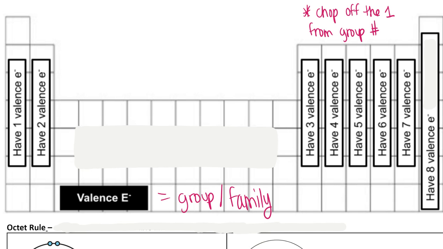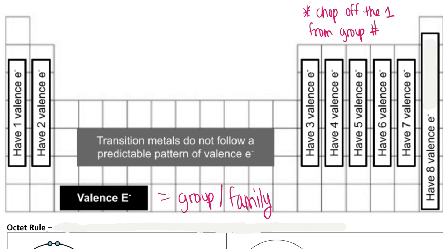We skipped the middle because they're also kind of weirdos. Remember, we call that section the transition metals. They do not follow a predictable pattern. So there's no magical way to know how many valence electrons they have, which means we're not going to ask that to you. That's not a fair question. There's no way for you to know. Okay, so you focus on where we wrote this pattern. That's what you need to tell us the valence electrons for.